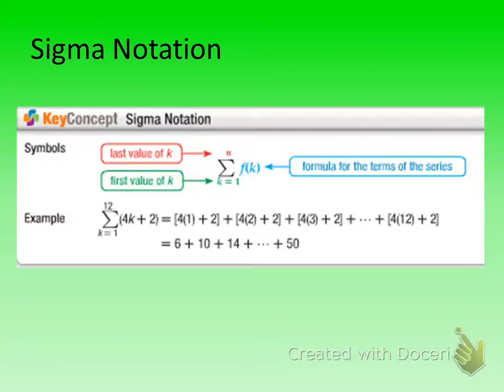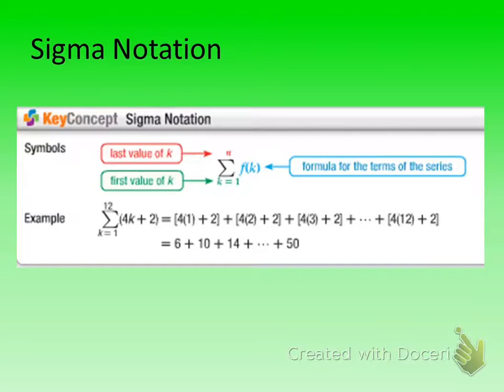Last thing with arithmetic sequences is this idea called sigma notation. It looks ugly, I get that, but it's actually kind of slick. Sigma is a Greek letter, in case you didn't know. That's sigma right there. What sigma notation does is it condenses your sequence into the numbers you need to plug in for k.